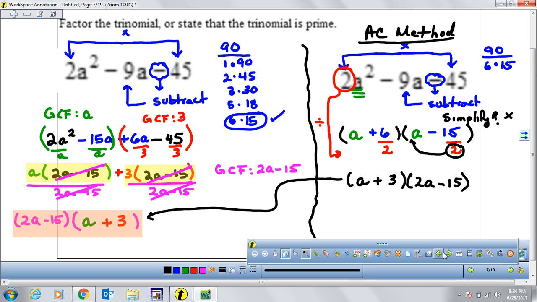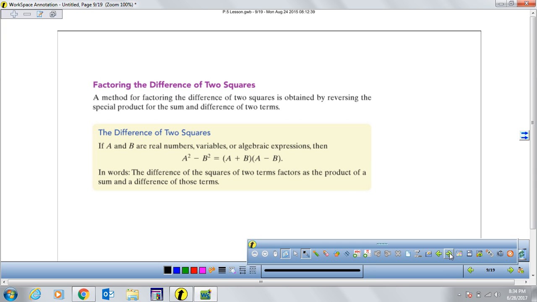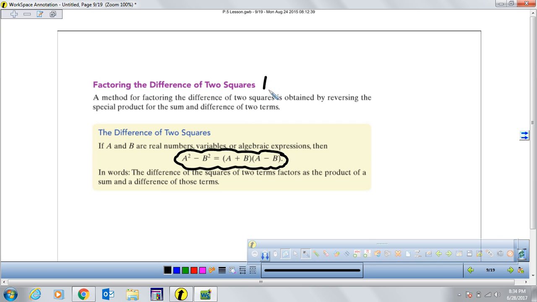Now, the next thing I'm going to show you is how you're going to factor differences of two squares. This is a formula that I want you to keep in mind. This is used basically when you have a polynomial with two terms. Okay? This is going to be for two terms.